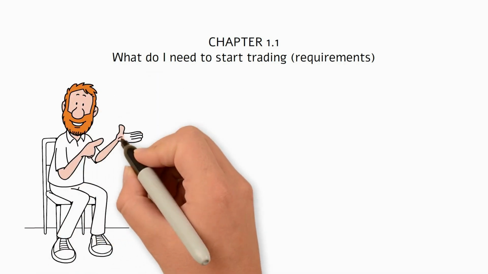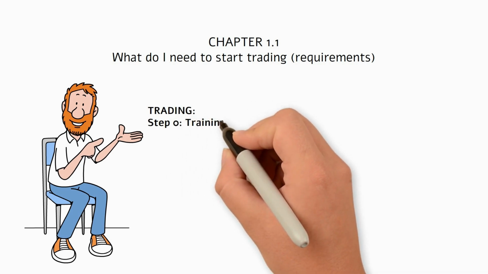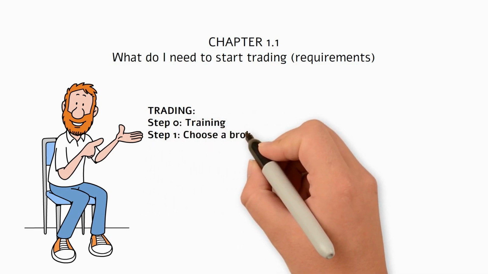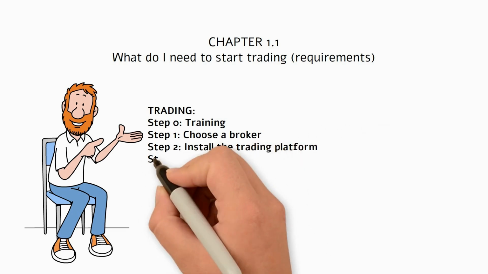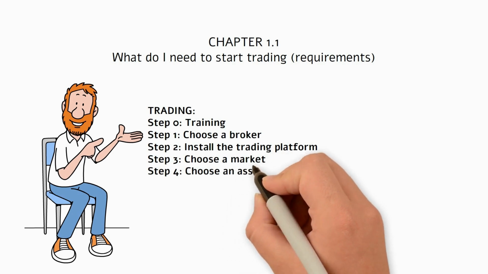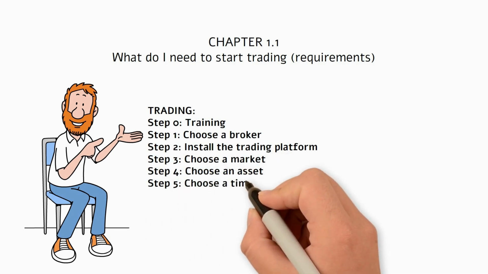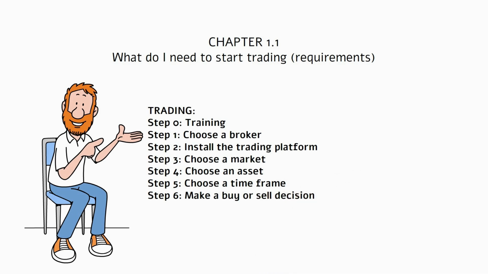We mentioned that the step-by-step process for trading is: Step 0, training. Step 1, choose a broker. Step 2, install the trading platform. Step 3, choose a market. Step 4, choose an asset. Step 5, choose a time frame. Step 6, make a buy or sell decision.